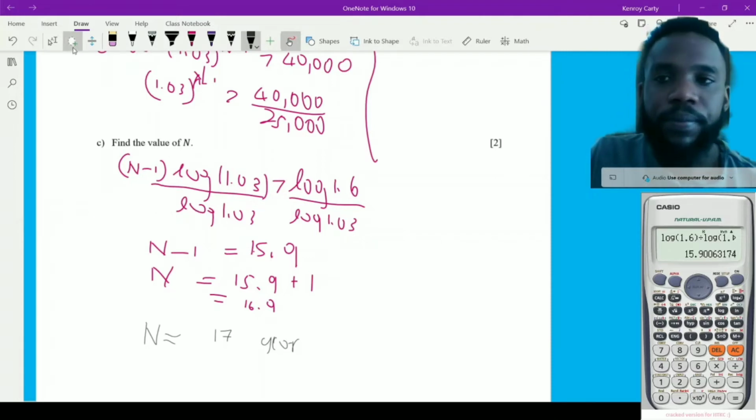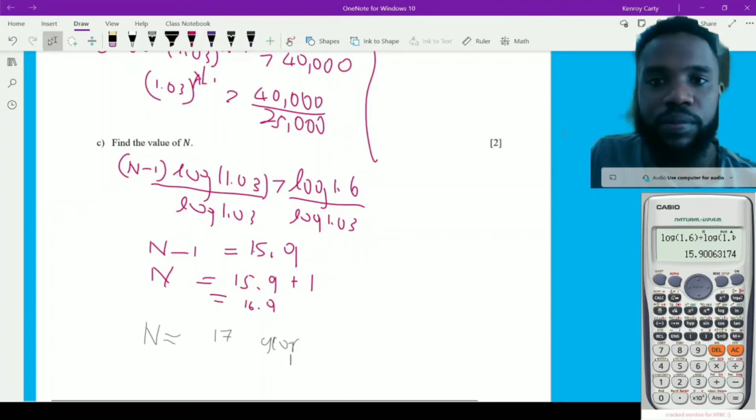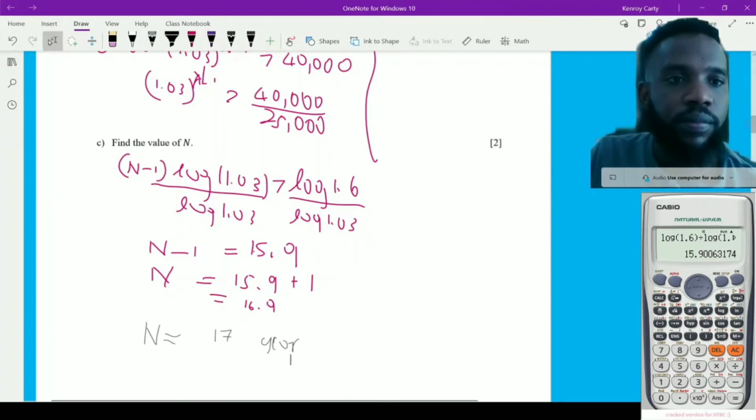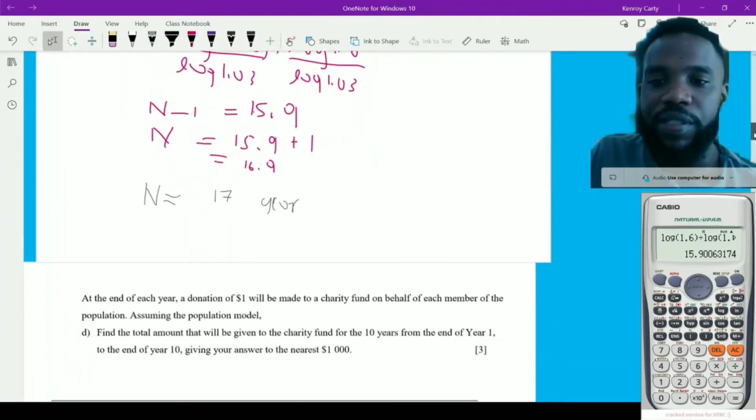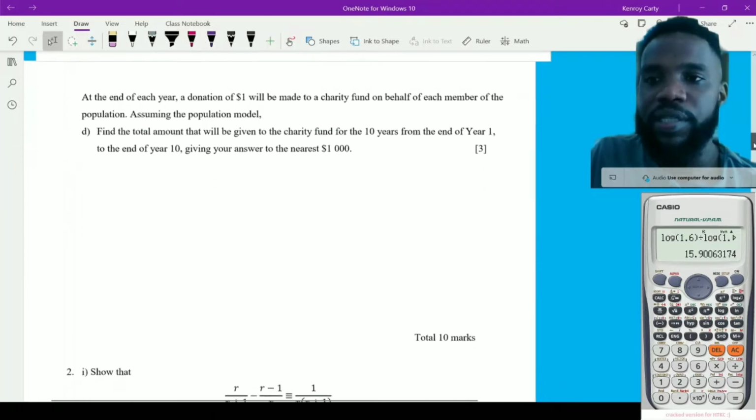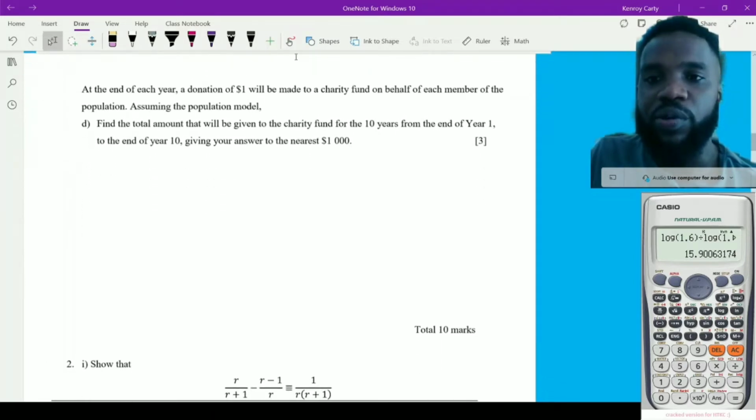All right. Let's take it down to the next question. So we have 17 there. It says at the end of each year, a donation of $1 will be made to a charity fund on behalf of each member of the population. Assuming the population model, find the total amount that will be given to the charity fund for the 10 years from the end of year 1 to the end of year 10, giving your answer to the nearest 1,000.